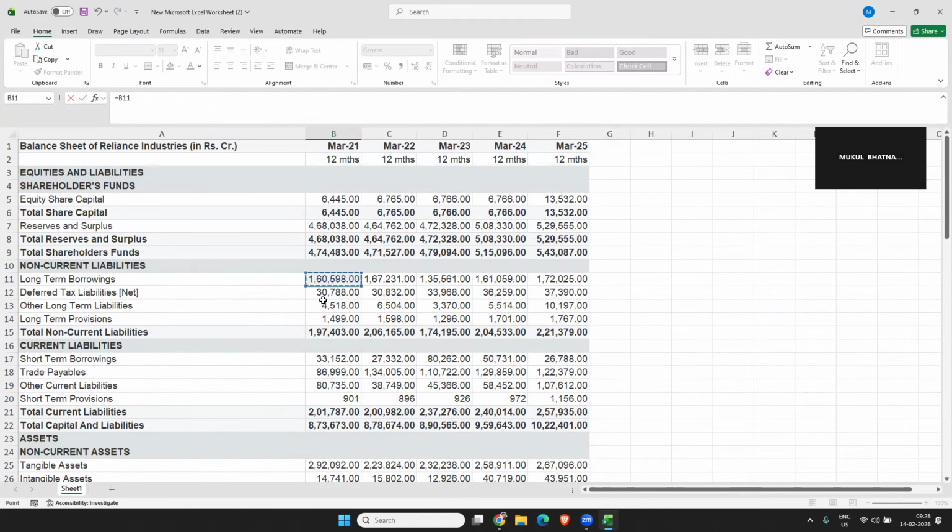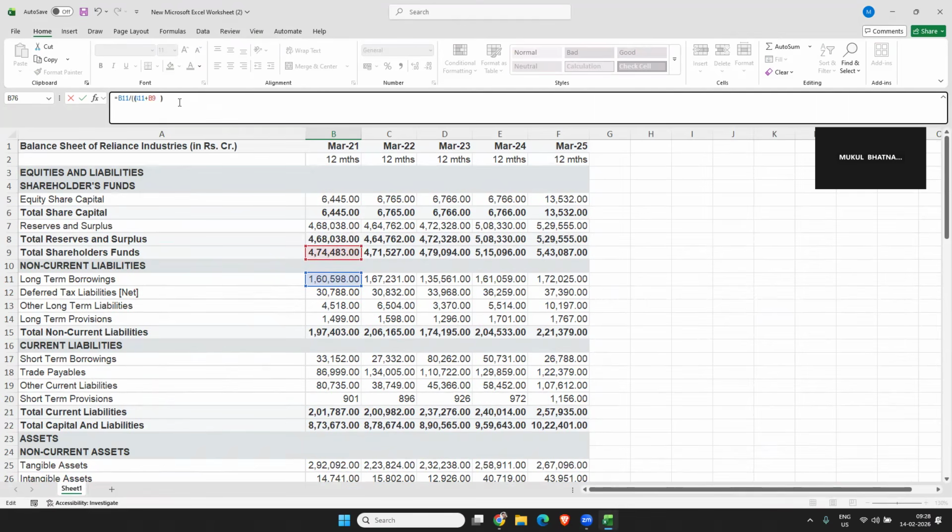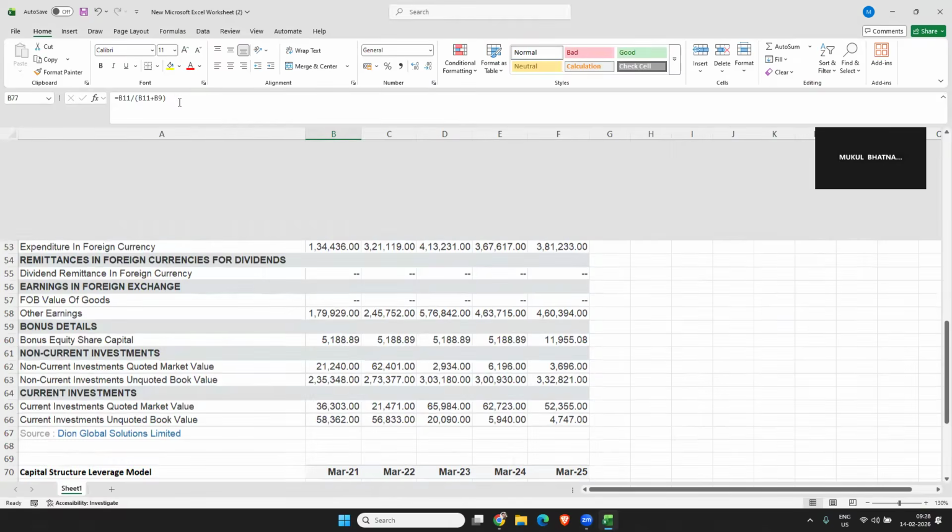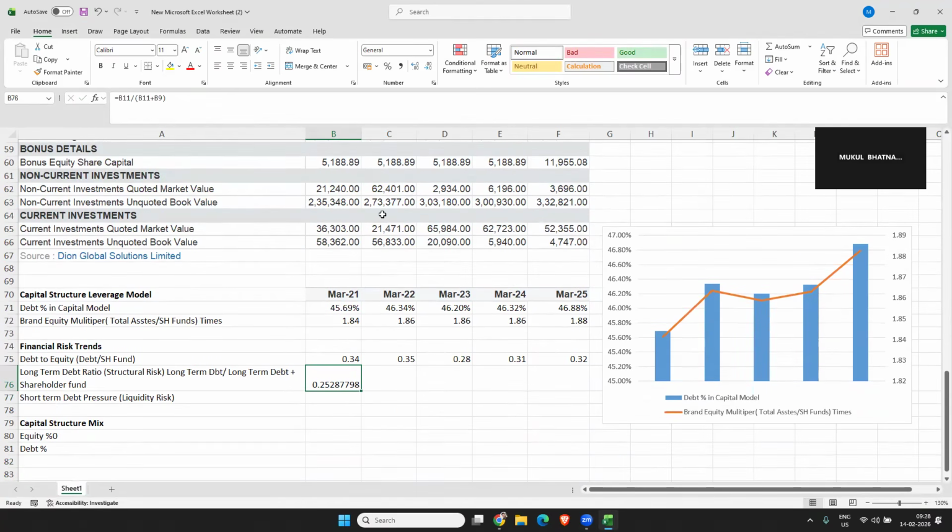We have long-term debt divided by, I will start the bracket, long-term debt plus shareholder fund. This is total shareholder fund. Then I will close the bracket. Press enter. This ratio again is not in percentage. It is in the ratio format. So let me reduce the decimal places. So this is how we calculate long-term debt ratio. Then we have the next ratio, that calculates the liquidity risks.